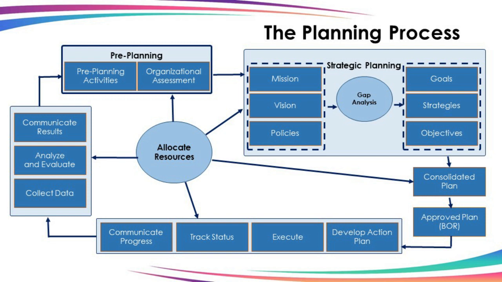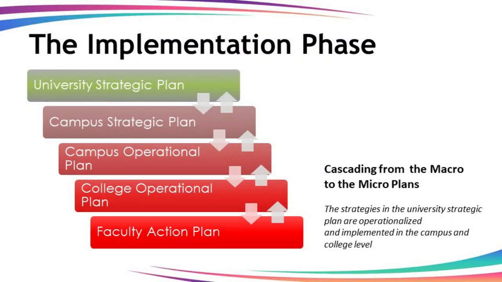Once approved, resources are allocated and the plans are implemented, monitored, evaluated, and the results are communicated back to the system. Upon completion of the strategic plan, it is submitted for review and approval by the Board of Regents. When approved, the strategies are operationalized and implemented in the campus and college levels to be translated into operational or action plans, which will be implemented coupled with close monitoring activities.